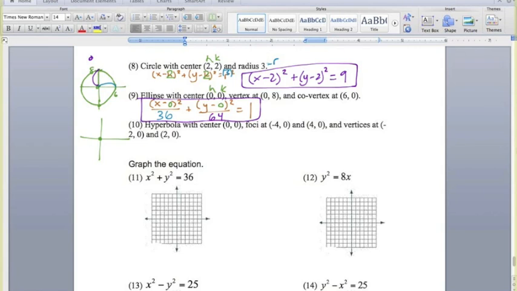Hyperbola centered at 0, 0. That's our h and k again. We have foci at positive and negative 4, 0, and vertices at positive and negative 2. So this gives us a horizontal facing hyperbola, since it's opening left and right, and the horizontal facing should have the letter x come first.